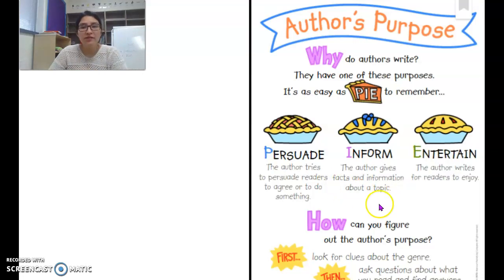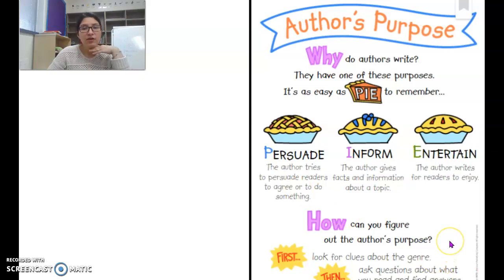Inform. The author gives facts and information about a topic. So like the story we read earlier, Super Shadows, the author is trying to give you real information, which was over what? Shadows. The author wanted you to learn something, give you real facts about a topic. And then entertain. The author writes for readers to enjoy the story, okay? So P for persuade, the author is trying to get you to do, try, or believe something. I for inform, the author is trying to teach you something, give you real information, facts. And then entertain. The author is just hoping you'll enjoy the story, okay?